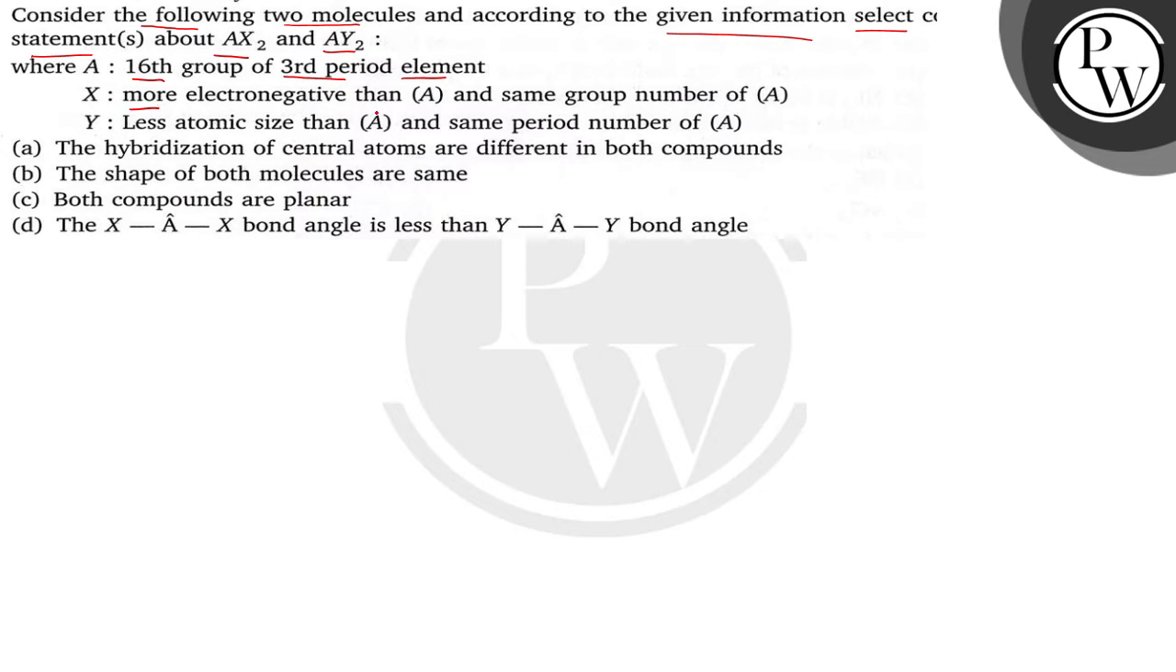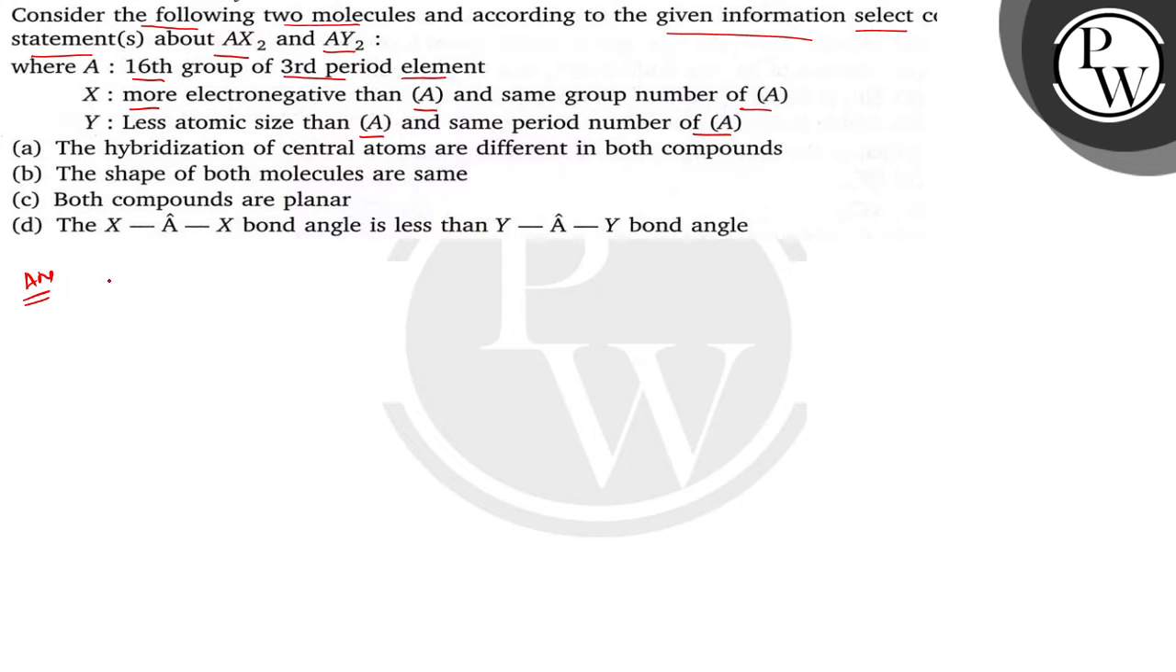X is more electronegative than A and has the same group number as A. Y has a smaller atomic size than A and is in the same period as A. ठीक है? So बच्चों यहाँ पे we have to find out first A, X and Y, and next we have to find out which statement given here is correct. So let's do the question.